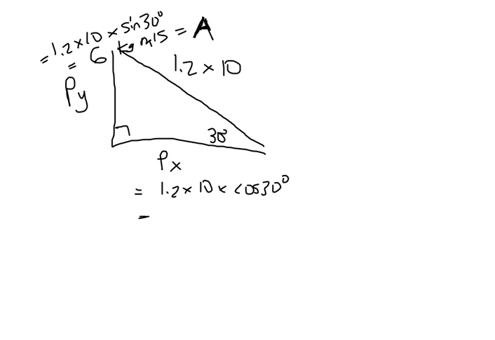And down here, 1.2 times 10 times the cosine of 30 gives me 10.39 kilogram meters per second. And that is my, I'm going to call that B.